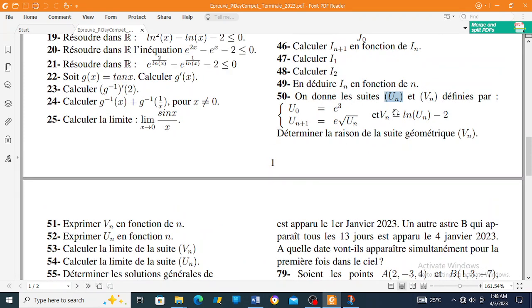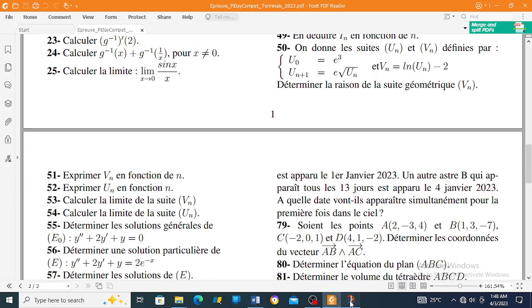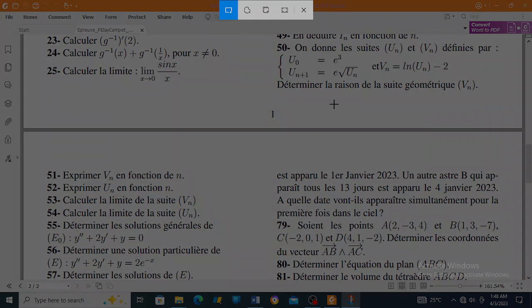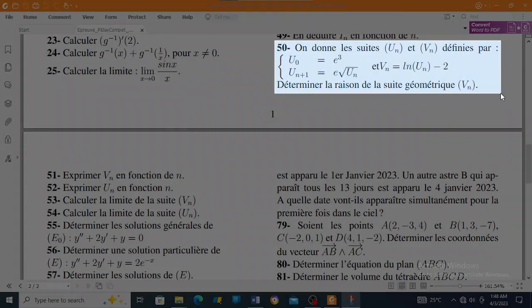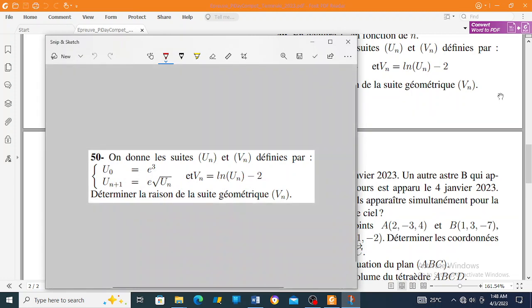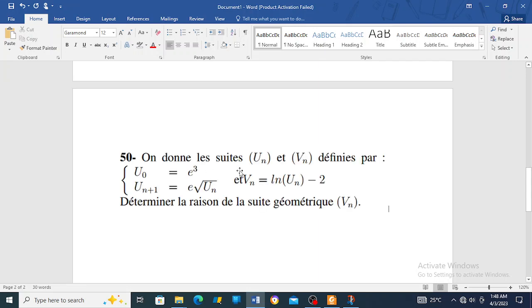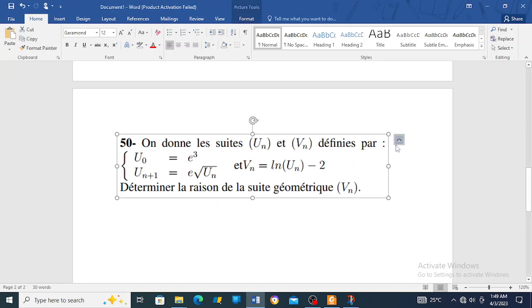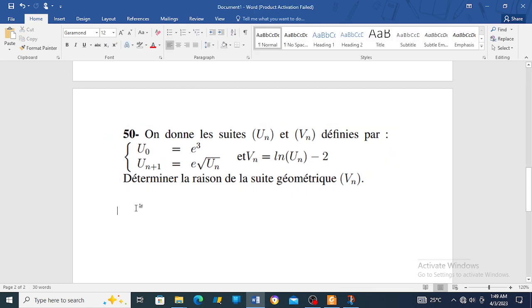So I am going to crop the question and then we solve together. Let us begin with the first part, that is question 50 first. So we have two sequences, and we need to get the common ratio of the geometric sequence vn.